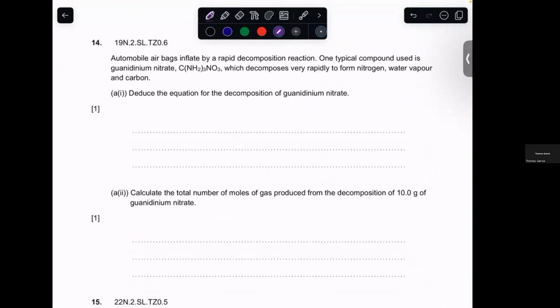Moving on to 14. Automobile airbags inflate by a rapid decomposition reaction. One typical compound is guanidinium nitrate, which decomposes very rapidly to form nitrogen, water vapor, and carbon. So, to use the proper chemical equation, C(NH2)3NO3. And they already tell us that we get nitrogen, N2, because it's diatomic, plus water, H2O, plus carbon, just straight up carbon. Carbon's not diatomic. We don't have to do anything.